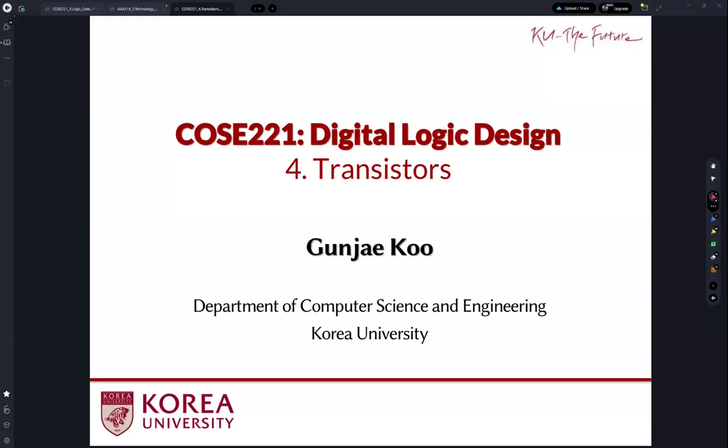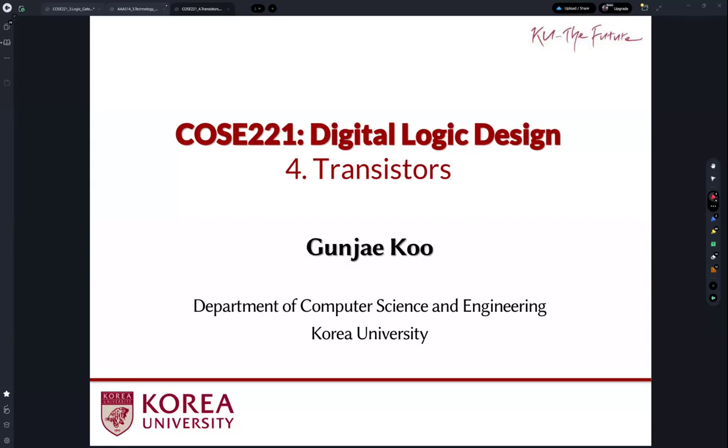Recently the semiconductor industry is very critical. But I believe you need to understand why semiconductor technology is critical for the computer industry. That's why we are learning about some physical issues of a computer system. Now the next topic is transistors.